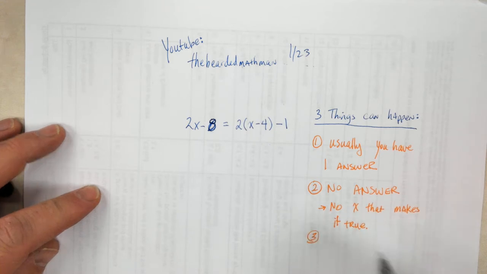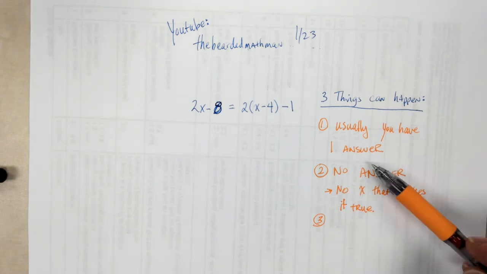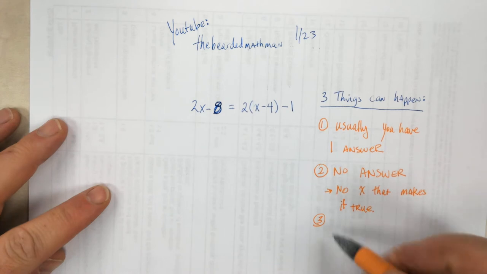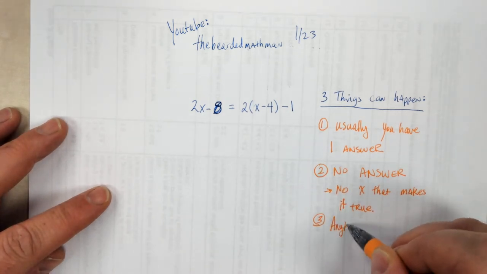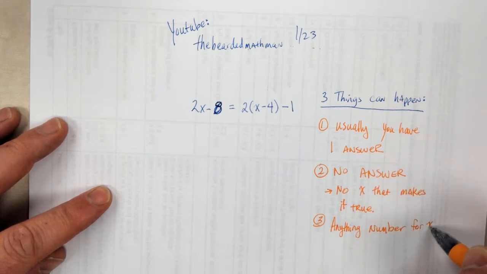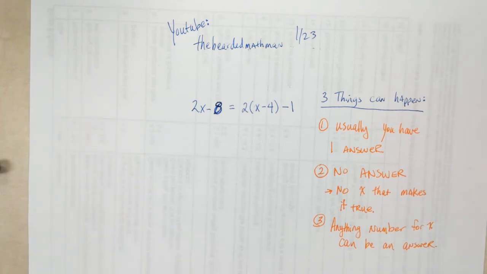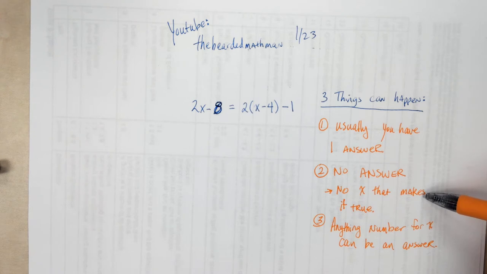And then the third thing, and we'll talk about all these, and I'll tell you how to see which one happened. Like, if this one happens, you know, you got it. I got my answer. But I'll explain what these two look like, okay? Sometimes any number for X can be an answer. So three things. Usually you get one answer. Sometimes you get no answer at all. It's like impossible. And sometimes anything in the world could be an answer.